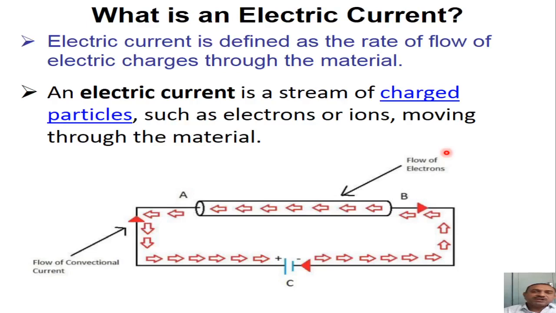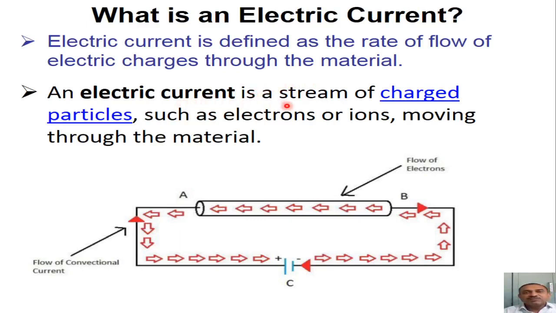Now let us see what is an electric current. Here we can define the electric current as the rate of flow of the charges through a material, which we normally call the conductor. Two words are important: the rate and the flow of electric charges. It means that at what rate, that is at what time, the number of charges moved through the material will decide the magnitude of electric current.